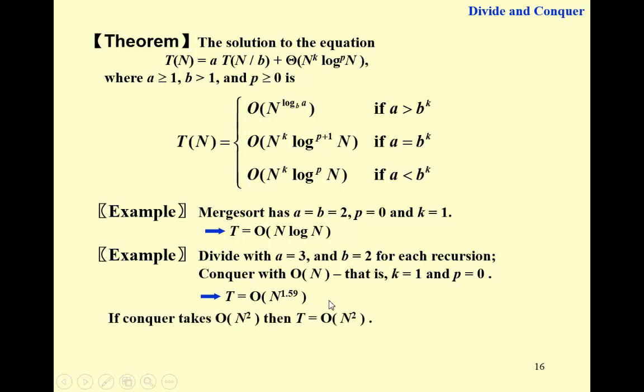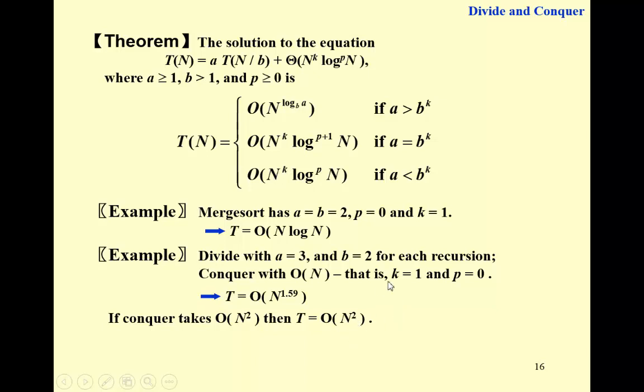On the other hand, it all depends on the conquer step. If conquer takes n squared time, then it means that k equals 2 and p equals 0. That's going to give us the third case, where 3 is smaller than 2 squared. And therefore, since p equals 0, we don't have this term, and we're supposed to obtain n squared here.